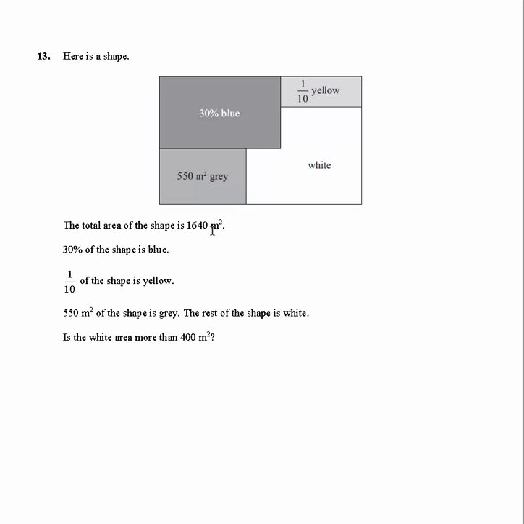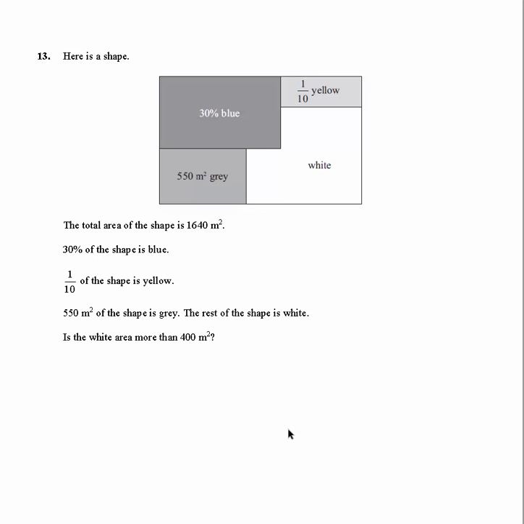Here's a shape. The total area is 1,640 square meters, and 30% of it is blue, and 1/10 of it is yellow, and 550 square meters is grey. So first of all, 30% of this area is going to be blue. And to find 30%, just multiply by 0.3. 1/10 of this area is yellow, so you know how to work out a tenth of something, cut it into 10 pieces.